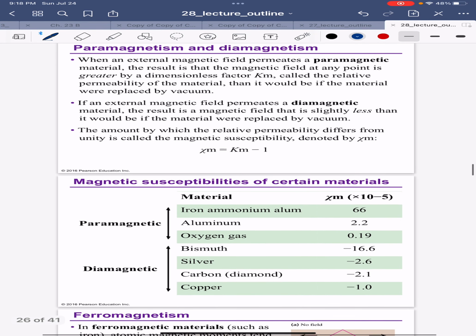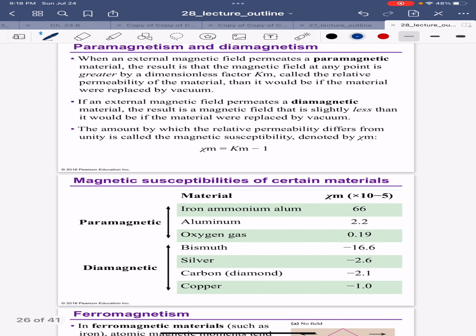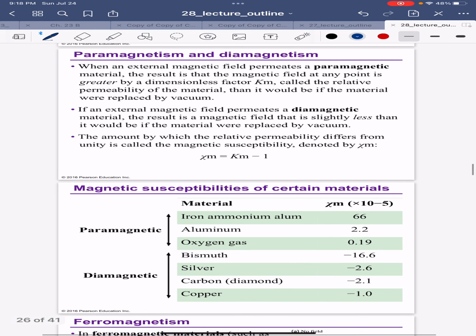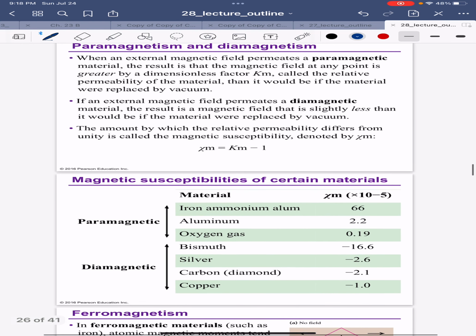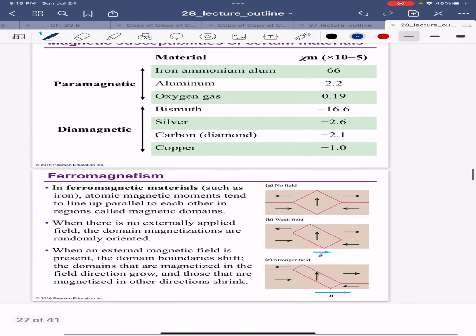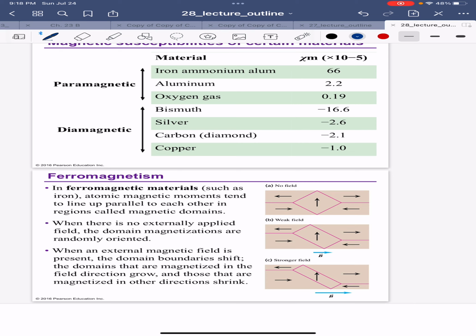Now here we are listing some of the permittivity and relative permittivity. And this is for the ferromagnetic materials, which have domains that cause the material to be a magnetic material, and we can magnetize it.